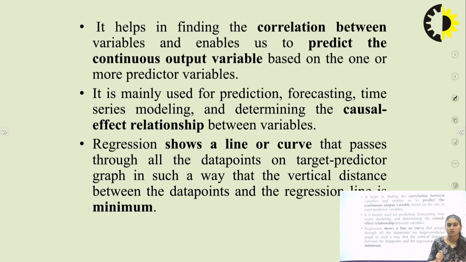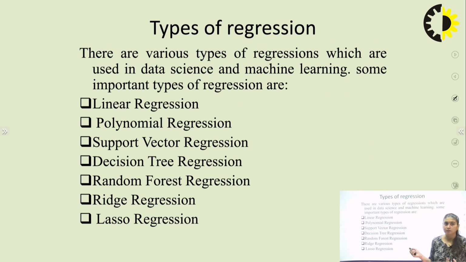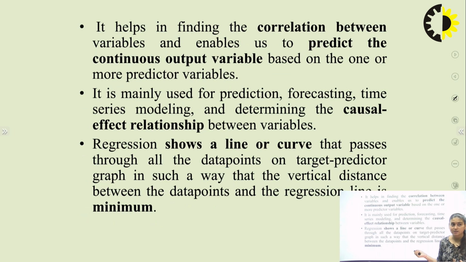Regression is all about a line. In this we have to draw a line to predict the future values, depending on the dependent variable and independent variable. So regression shows a line or a curve that passes through all the data points on the target predictor graph in such a way that the vertical distance between the data points and the regression line is minimum. So the goal is that we have to minimize this particular distance. As you'll see in a graph, what is this distance between the data points and the regression line.